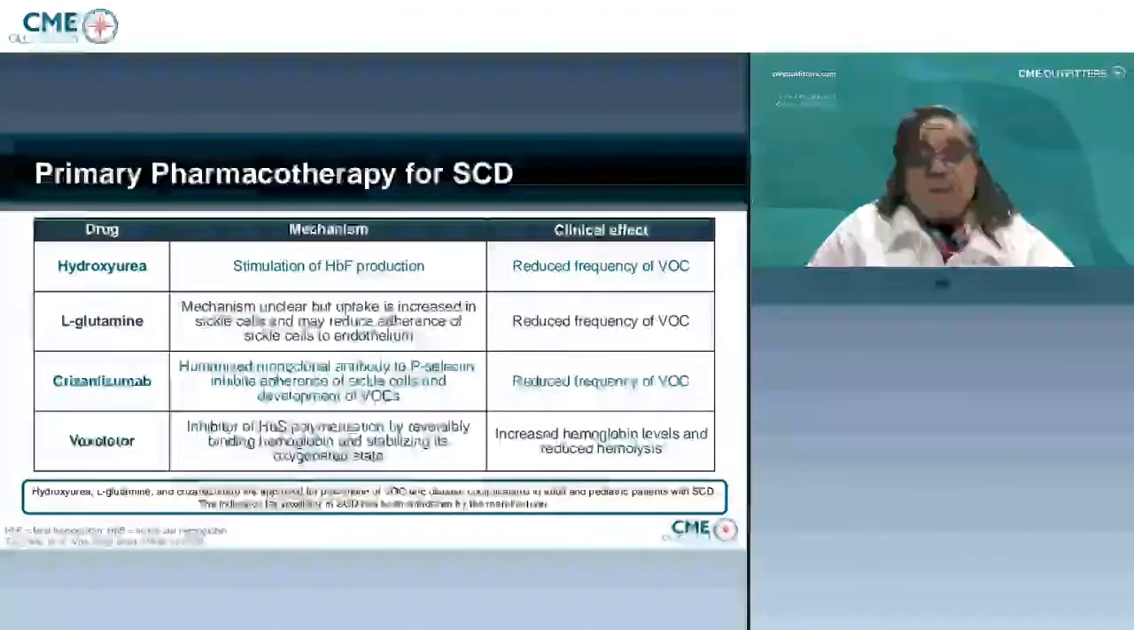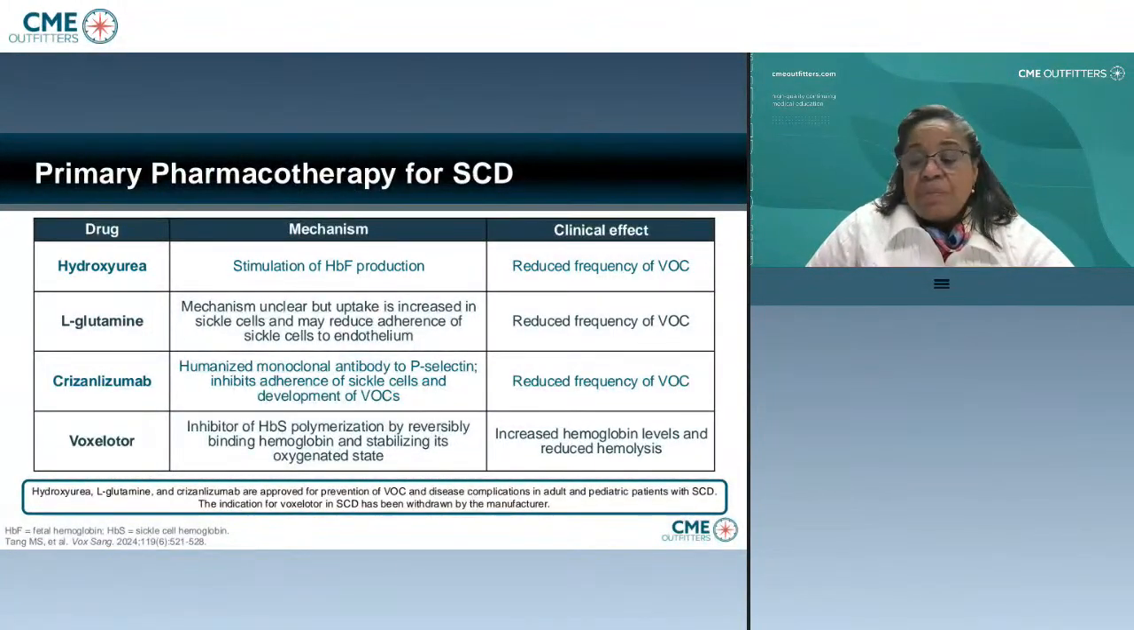Although the mechanism of action is not clear yet, it increased the uptake in sickle cell and reduced adherence of sickle cells to the endothelium. It was approved on the basis of a relatively small study, but it's used and prescribed because it's an oral powder drug that is easy to take and very available, and it has been shown to reduce the frequency of vaso-occlusive episodes.